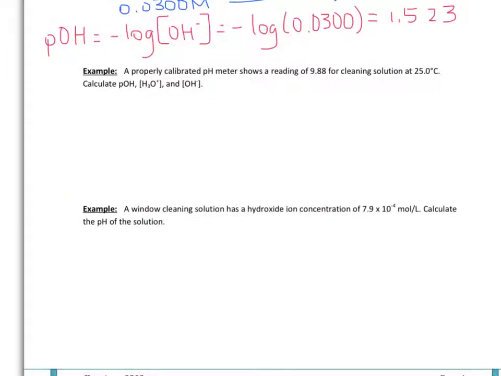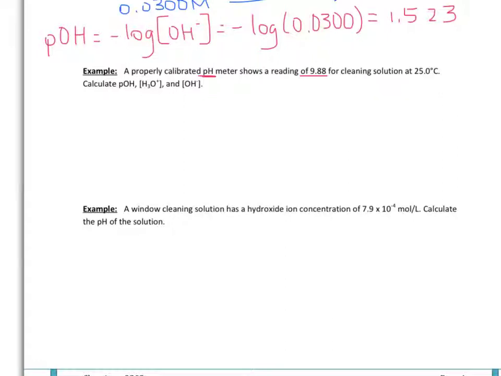Let's put this all together now. For example, a properly calibrated pH meter shows a reading of 9.88 for a cleaning solution at 25 degrees Celsius. Calculate the pOH, the hydronium ion concentration, and the hydroxide ion concentration. So in this question, we've been told that the pH is 9.88.